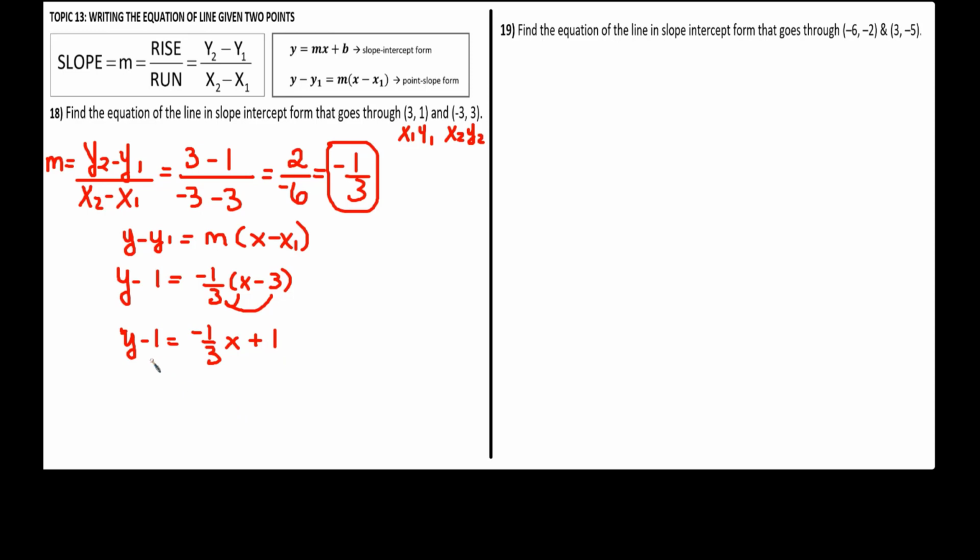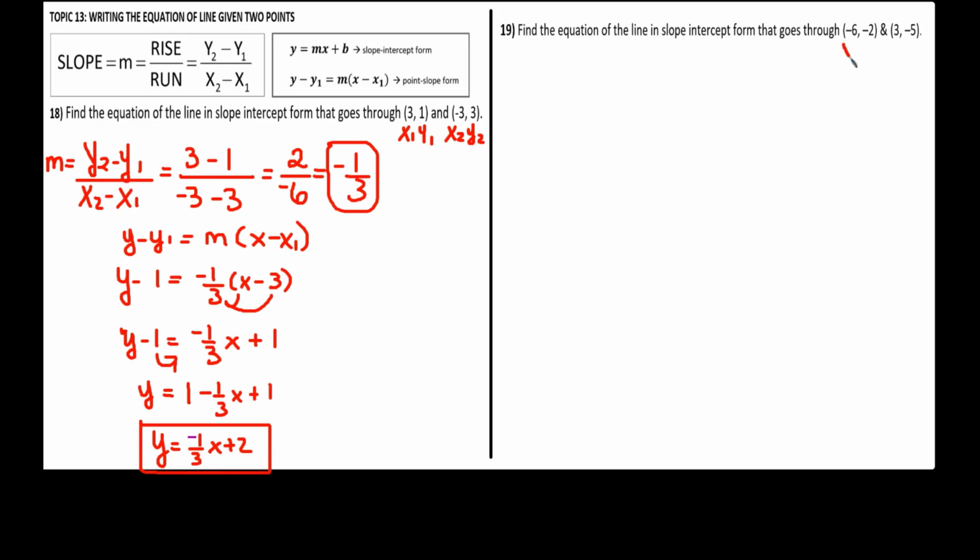1. Last thing, we want the y alone, so we're going to move the 1 to the other side. So it'll be 1 minus 1/3 x plus 1. So this would be y equals negative 1/3 x plus 2. So there we go. That's our answer for this problem. Let's go on to the next problem.